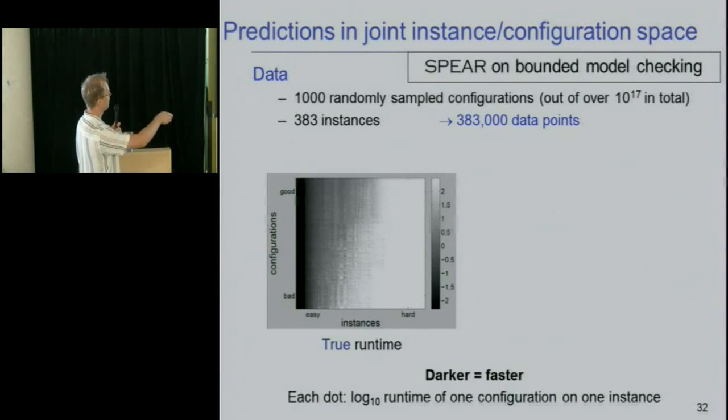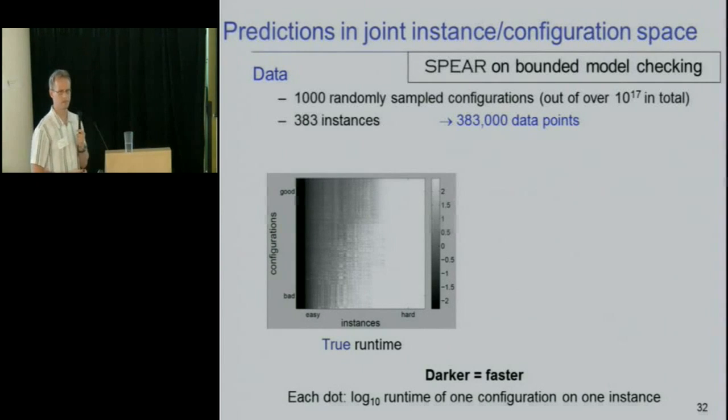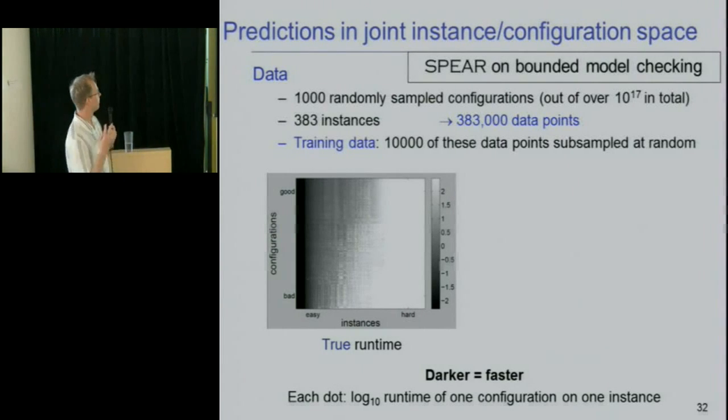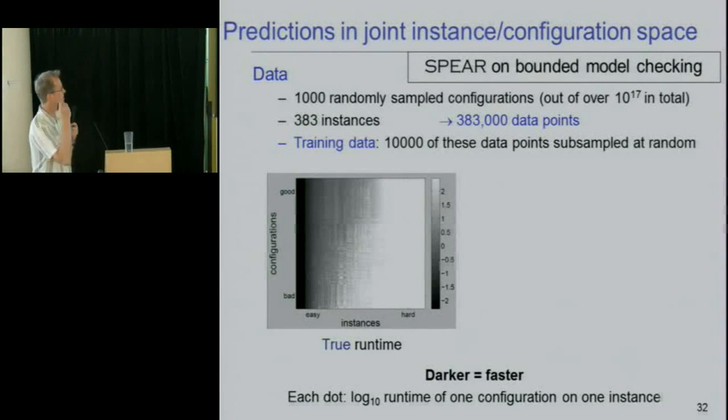So there are these 383 instances here, ordered from easy to hard, and 1,000 configurations here, ordered from bad to good. Each dot here is a runtime. So darker dots are easier. The easy instances are solved by everything. Everything is black. The hard instances aren't solved by anyone. The good configurations are blacker here than the bad configurations. So that's the data. And as training data, first I used a subsample of 10,000 of these data points.